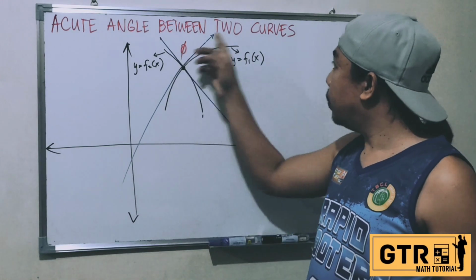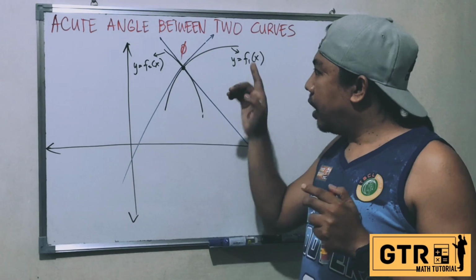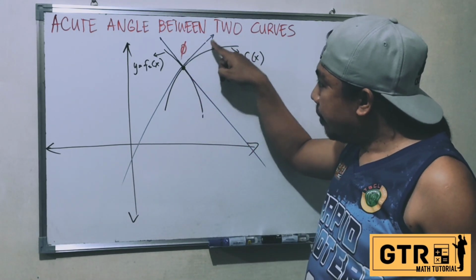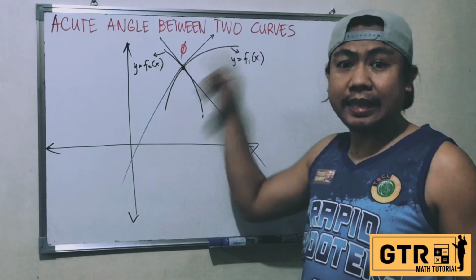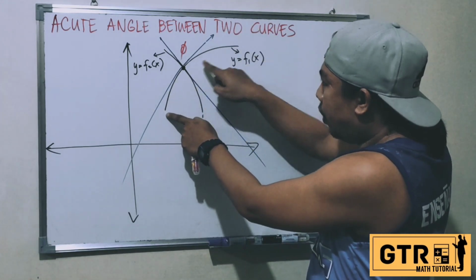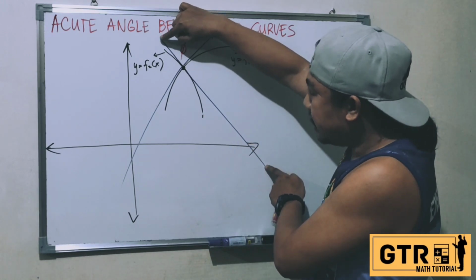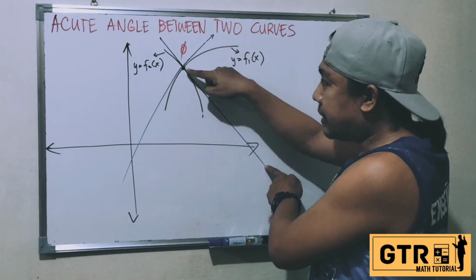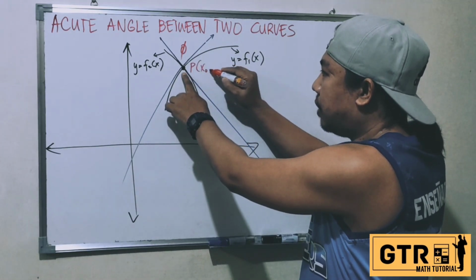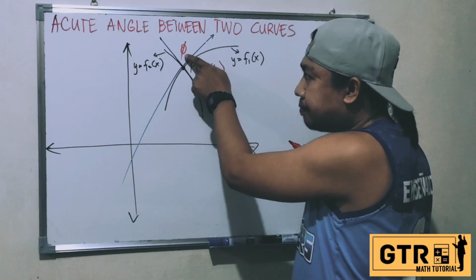The acute angle between two curves at their point of intersection may be defined as the acute angle between their respective tangents. So this is the tangent of y equals f sub 1 of x, and this line is the tangent line of y equals f sub 2 of x at this point of intersection. Let's say the point of intersection is x sub o, y sub o. So we are looking for this.